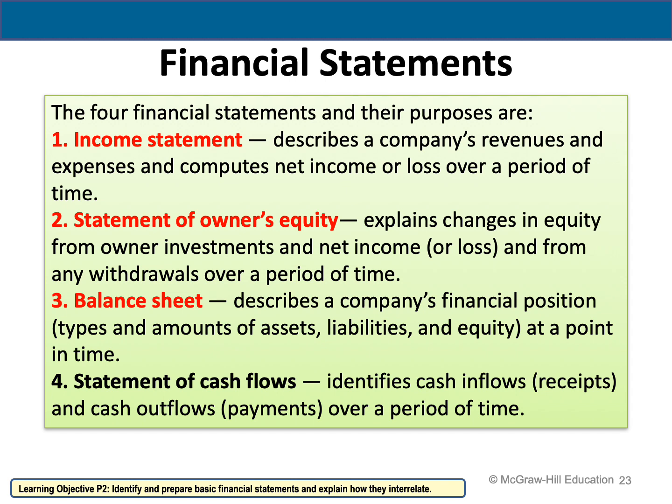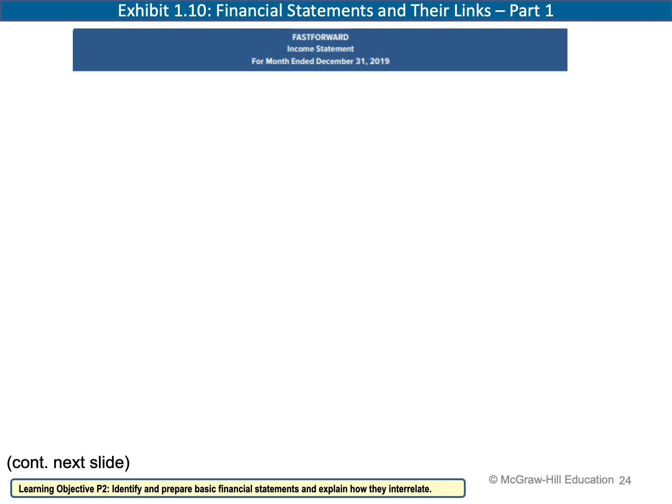So let's see how we can prepare the income statement. But first, before preparing the income statement, you need to start with the company name on the first line. As shown here, Fast Forward is the company name. On the second line, you need to state which statement you are preparing. In our case, we are going to prepare the income statement, therefore we wrote income statement.